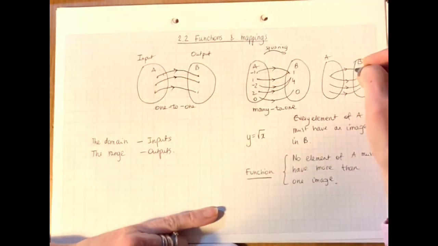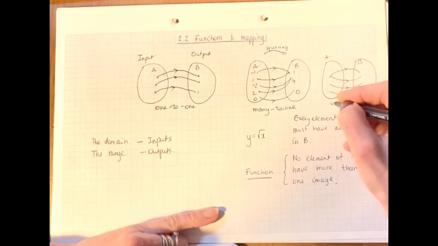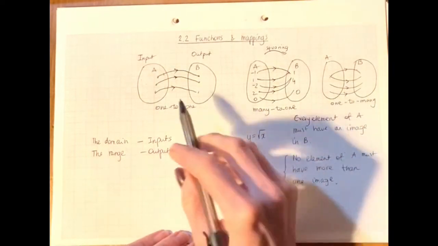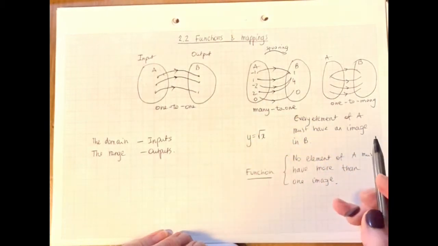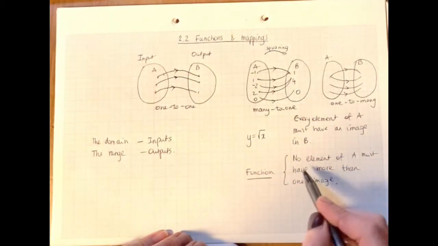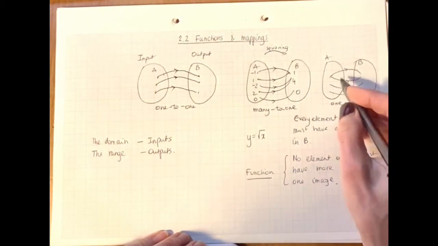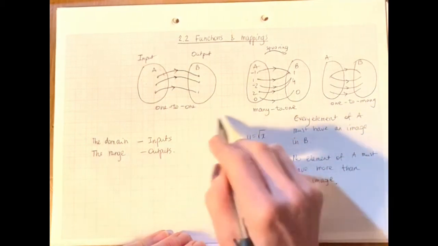And this one here is one to many, because if there's at least one element in A that has two different images, then it will be called one to many. Now, what makes these mappings function? As long as the following rule is obeyed, no element of A must have more than one image. So as long as we are not allowing one to many, then it will be a function.